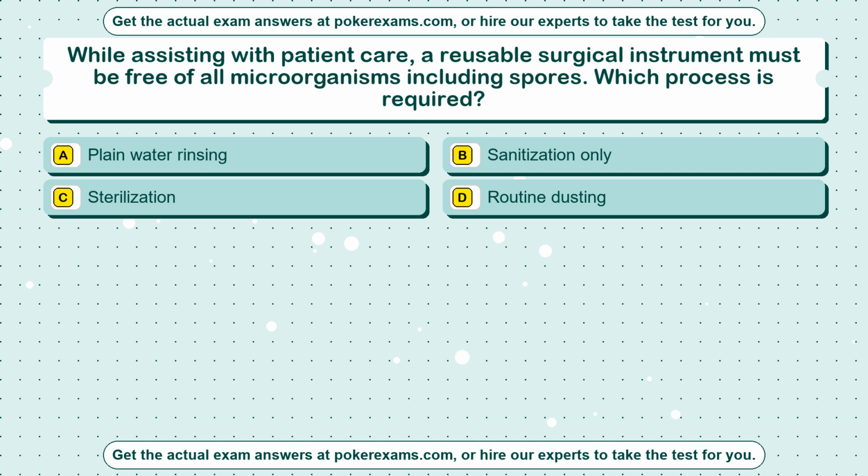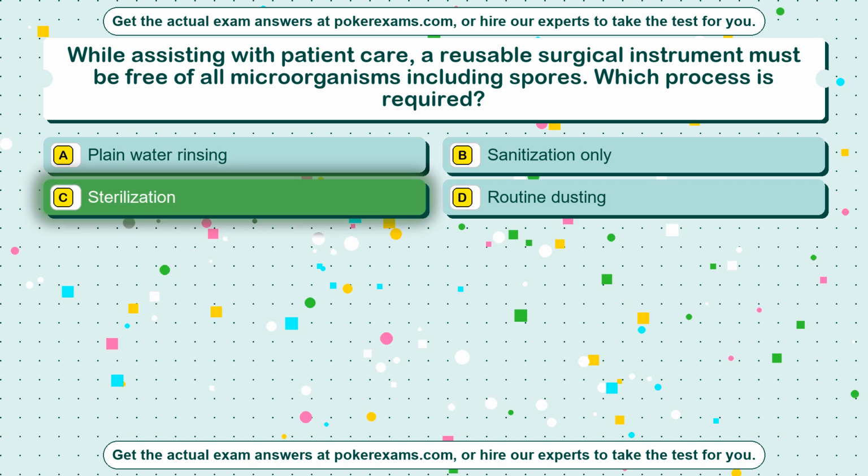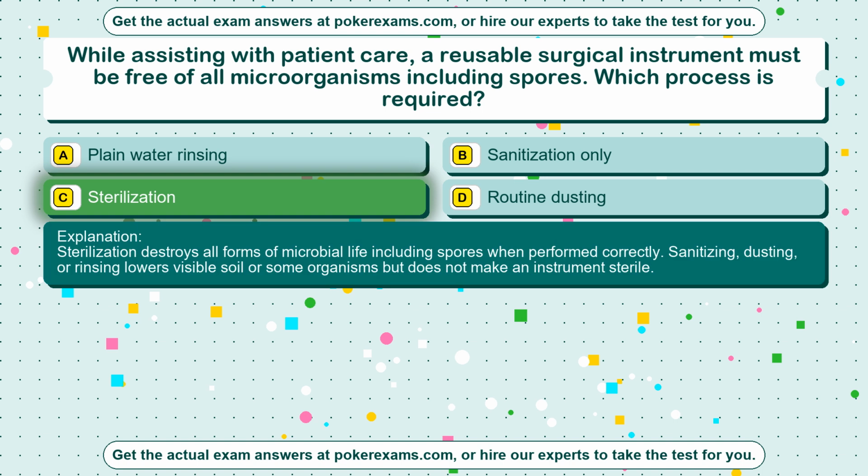Question 97. While assisting with patient care, a reusable surgical instrument must be free of all microorganisms including spores. Which process is required? Option A, plain water rinsing. Option B, sanitization only. Option C, sterilization. Option D, routine dusting. The correct answer is option C, sterilization. Sterilization destroys all forms of microbial life including spores when performed correctly. Sanitizing, dusting, or rinsing lowers visible soil or some organisms but does not make an instrument sterile.